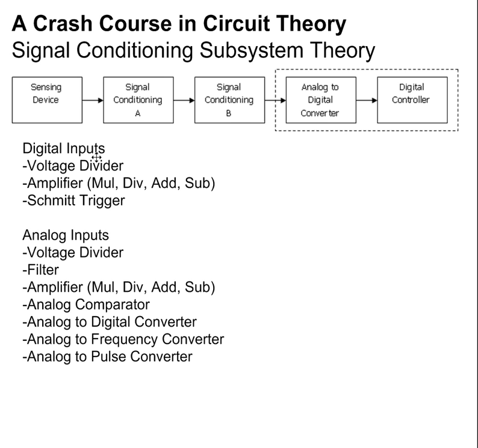If the signal is too large, you might decide to use a voltage divider. If the signal is too small, you may decide to use an amplifier and apply any one of these four functions as well as other more advanced functions. If the digital signal is a little bit dirty or has a lot of noise, you might want to add a Schmitt trigger to help clean up the digital signal itself.